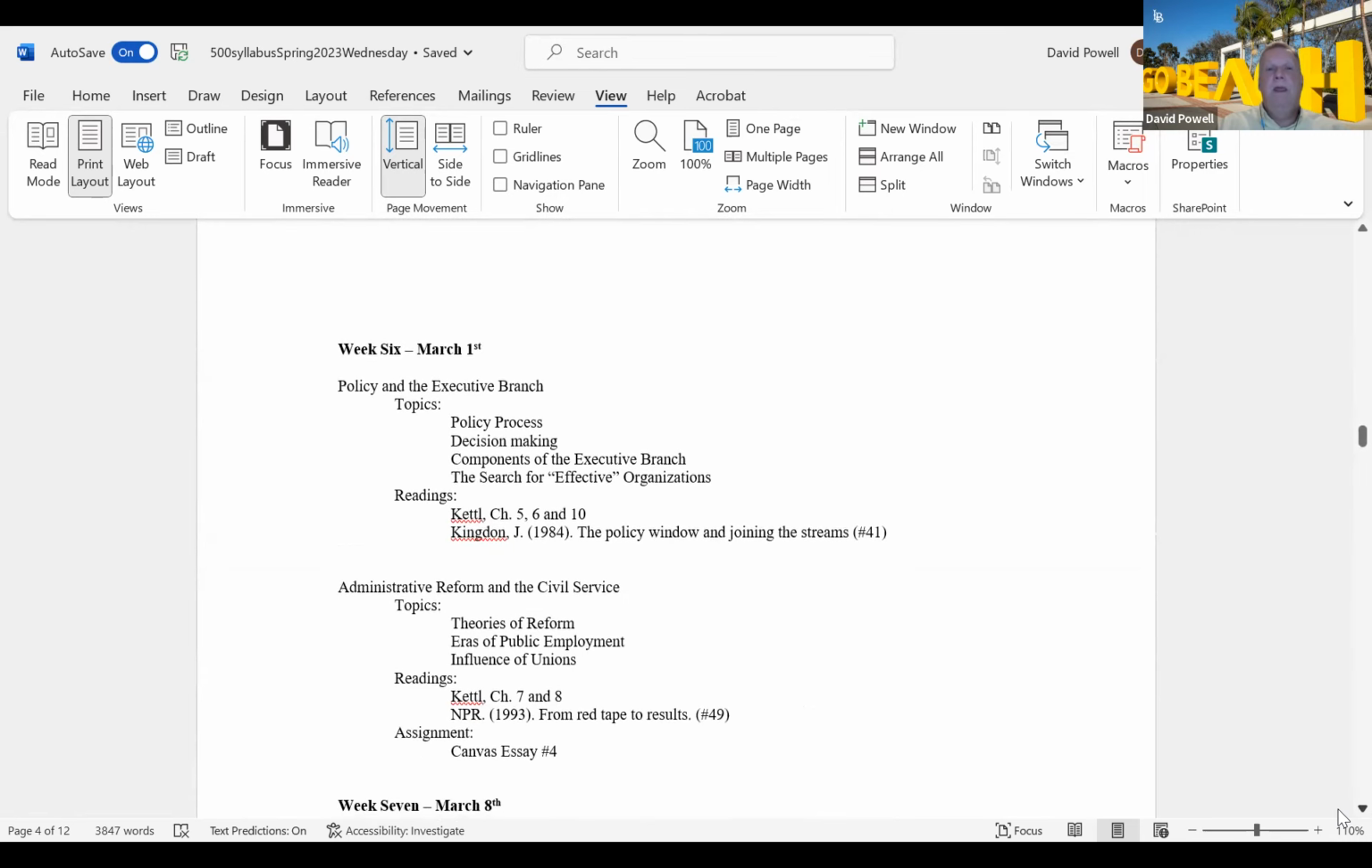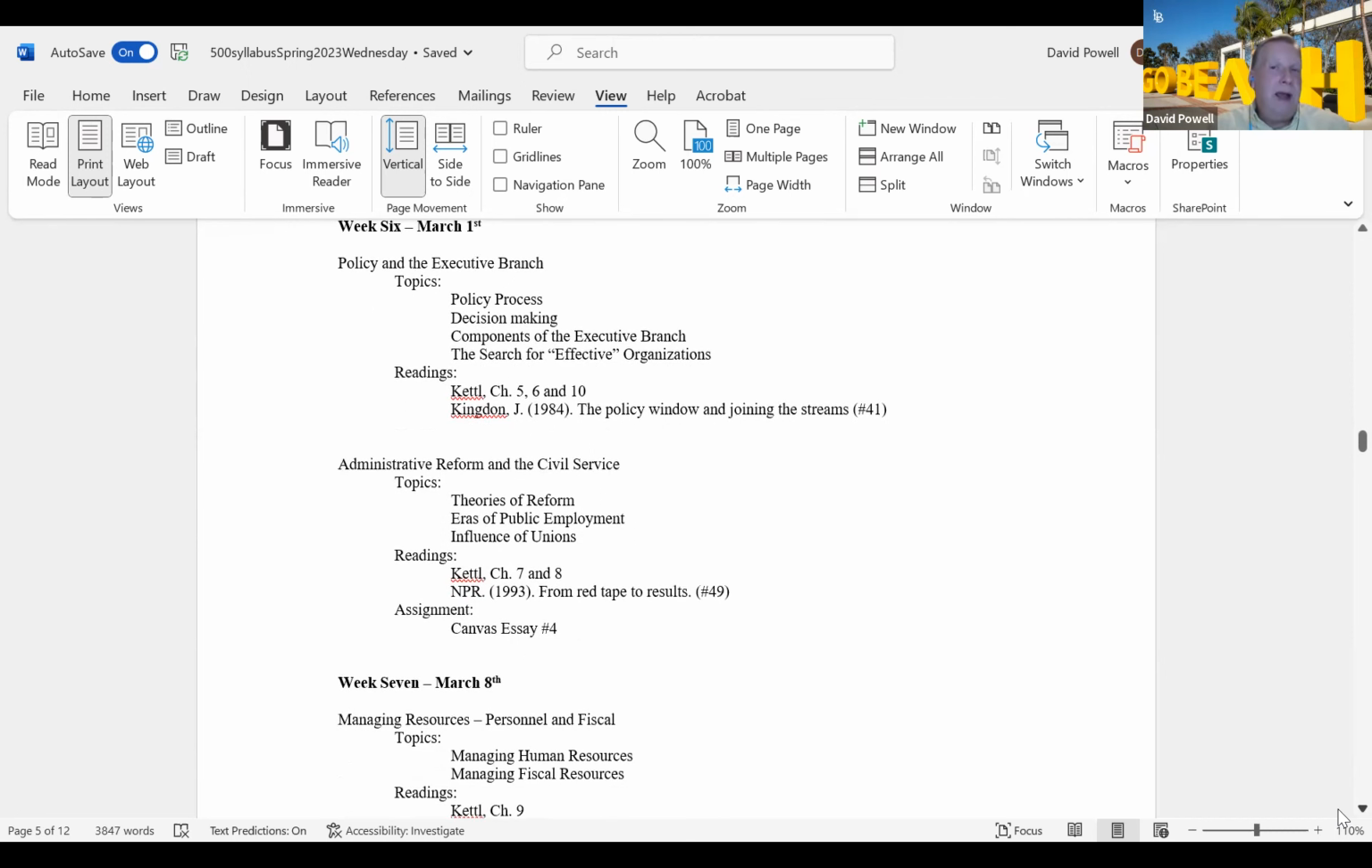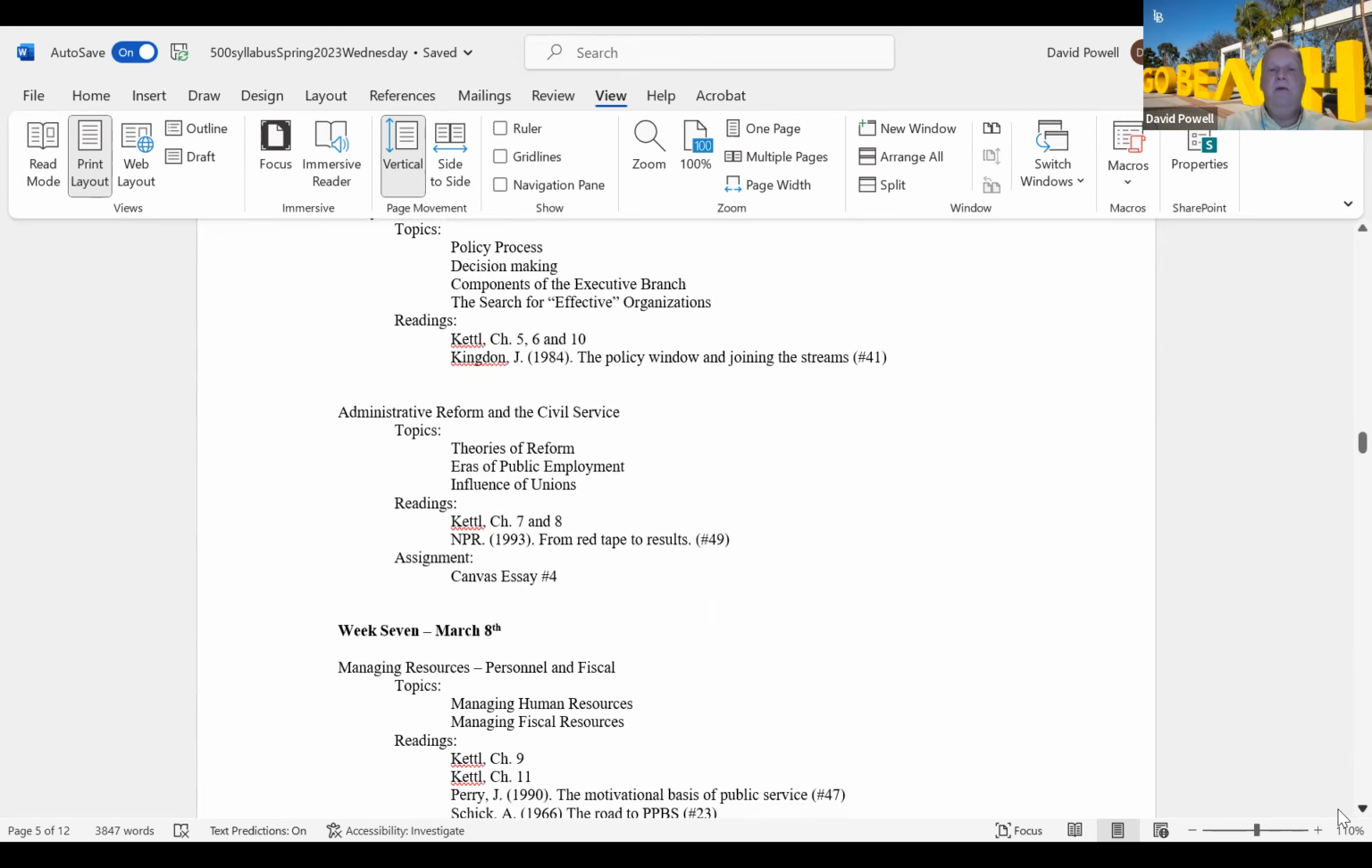Then in week 6, on March 1st, we'll get into a discussion of public policy. We'll talk about decision-making models that we use in public policy. We'll talk about policy formulation, policy implementation, policy evaluation, and we'll talk about how we can effectively implement public policies and the search for effectiveness in the public sector. In addition to that, if we have time that evening, we'll also talk about civil service. We'll talk about public employment. We'll talk about civil service reform, what a civil service system is, why it's important. And you then have Canvas essay number 4 that is due that week.